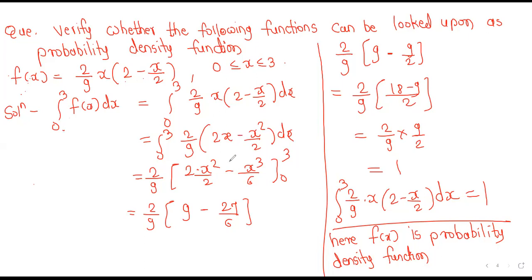So we have just taken the integration, and finally we get the value of integration 0 to 3 2 by 9 x into 2 minus x by 2 dx is equal to 1. So we can say that the given function, f of x, is the probability density function. Okay, so we will see one more example.